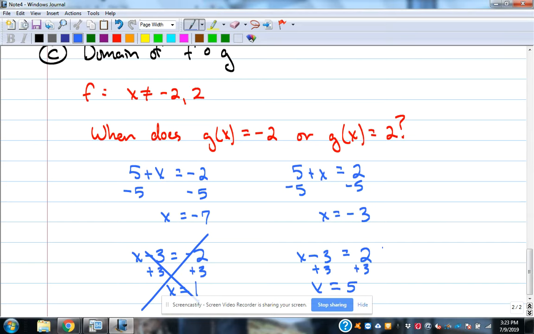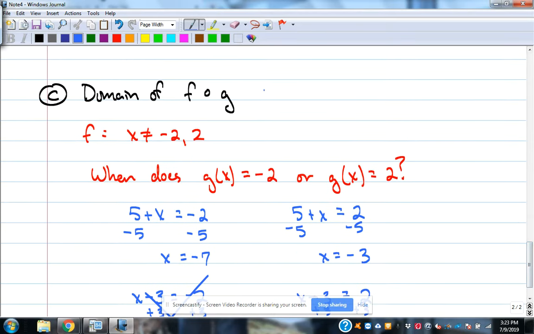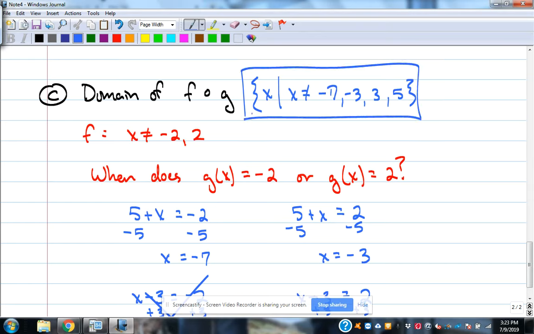So our domain for the composition is going to be all x's as long as x does not equal the ones we've listed here: -7, -3, 3, and 5. That's the domain of the composition. Composition is a little bit more difficult, but that's lab number 4 for Math 110.